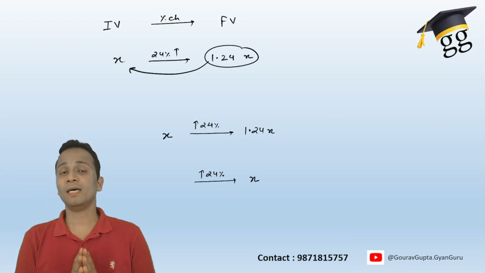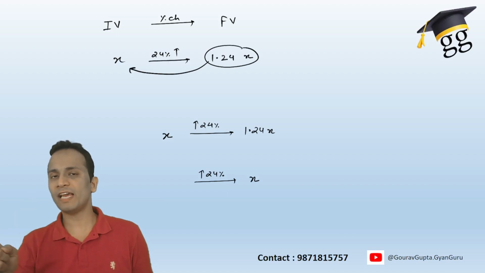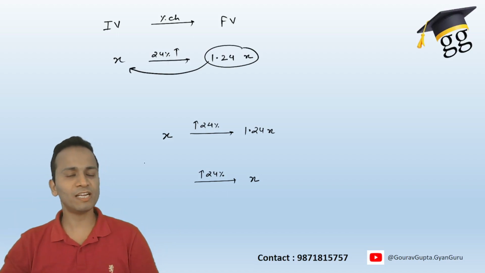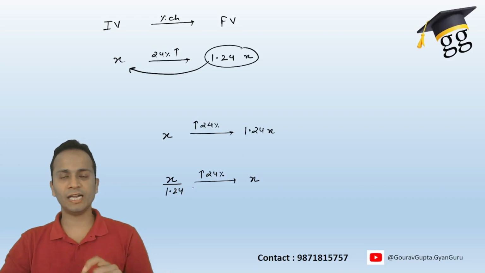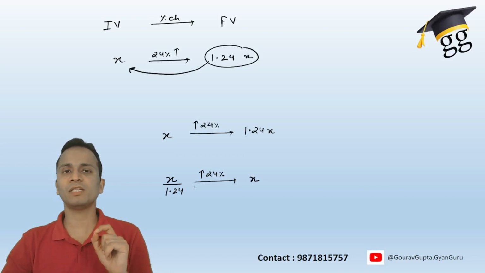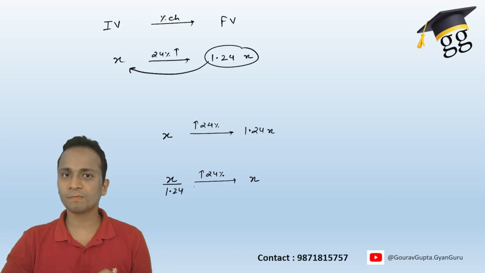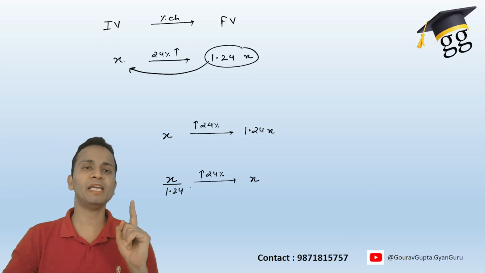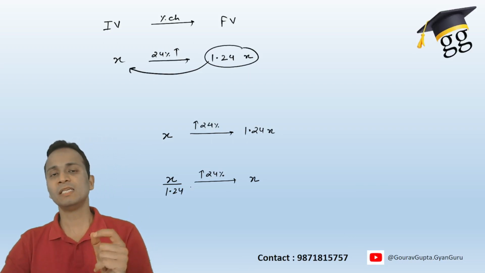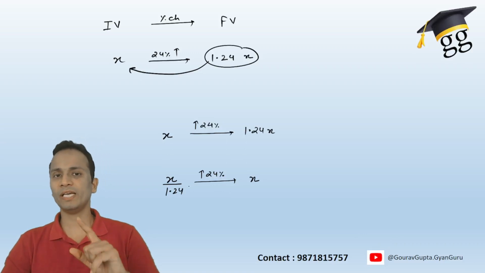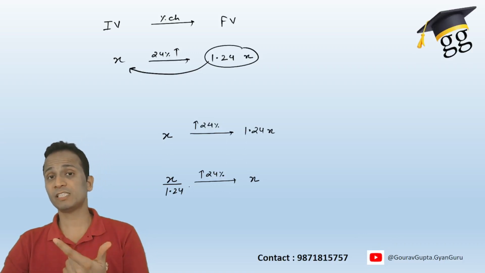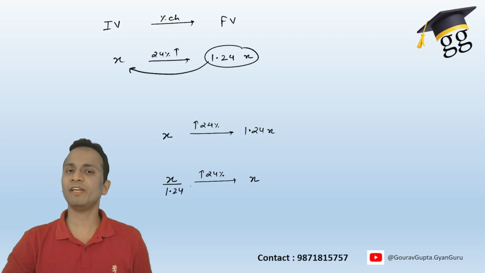Done. But we are going from the final value to the initial value, so this factor will be divided, and the initial value will be x upon 1.24. OK, understood? In both the examples, there was an increase, but in the first example we had to go from the initial to the final value, and in the second example from the final value to the initial value. That is why the difference: in the first case I multiplied, in the second case I divided.